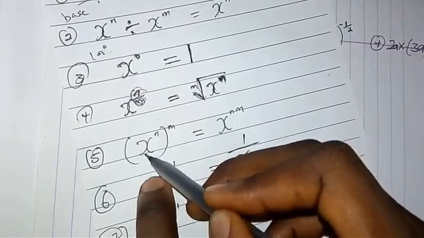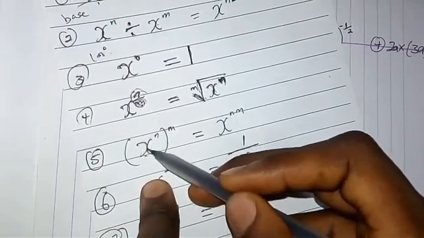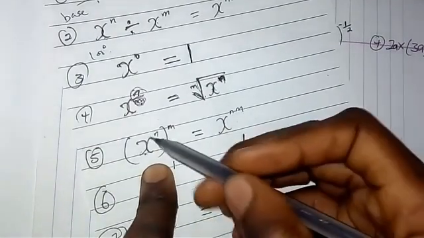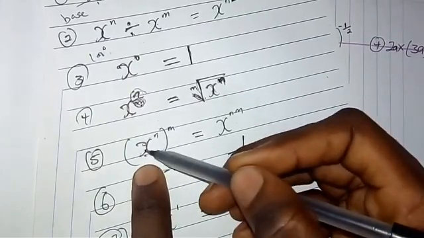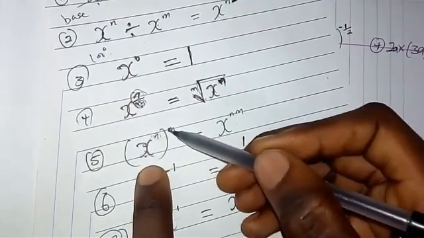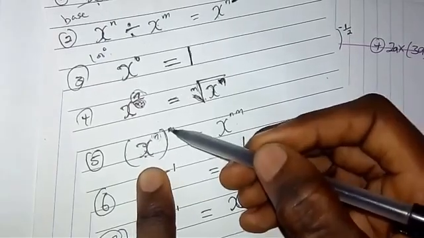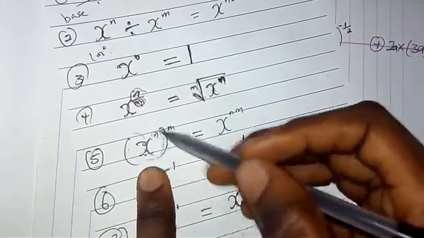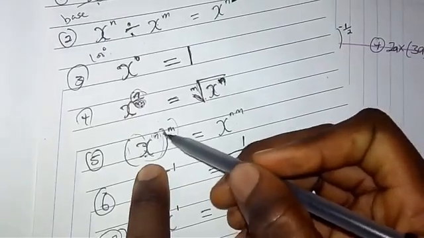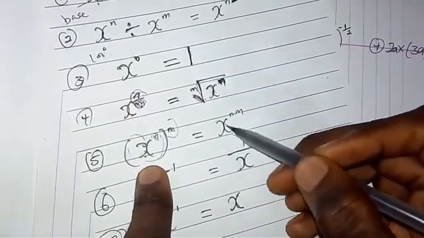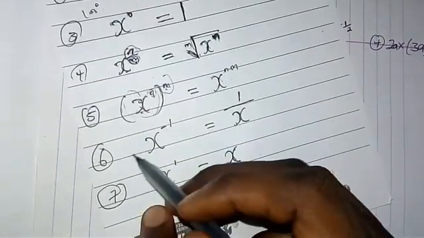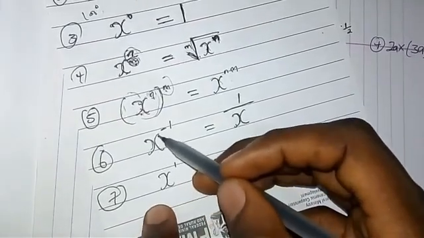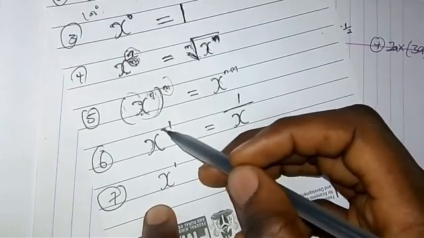This is another multiplication of two powers. When you have a number in notation form, having a base and a power, enclosed with a bracket and then raised to another power, just multiply the two powers together. That's why I have x raised to the power of n multiplied by m. The next law here is when you have a base raised to the power of a negative real number.